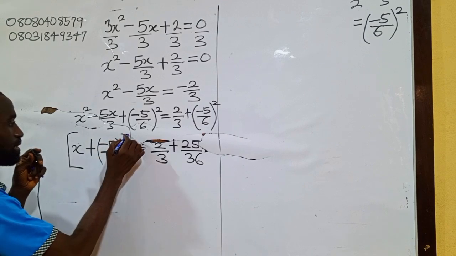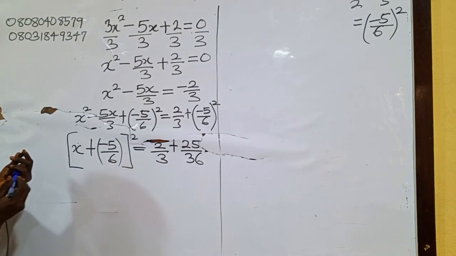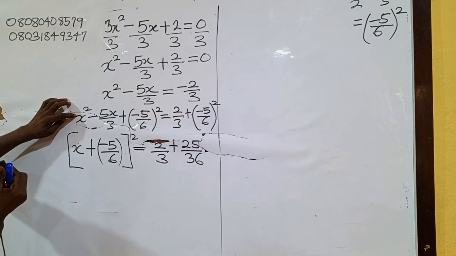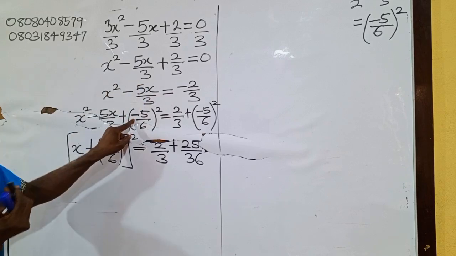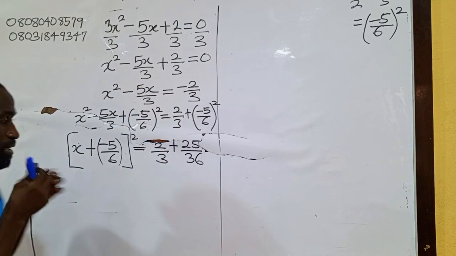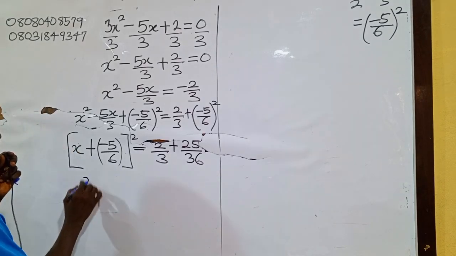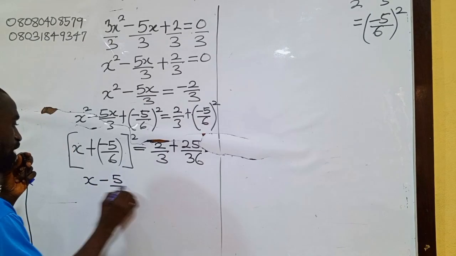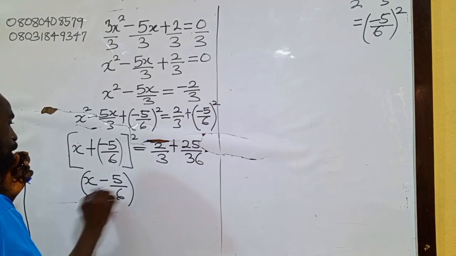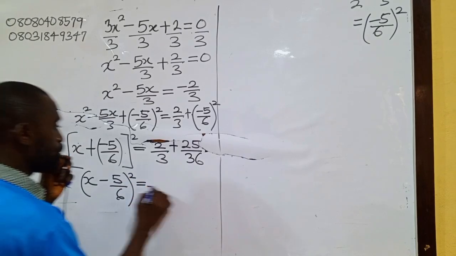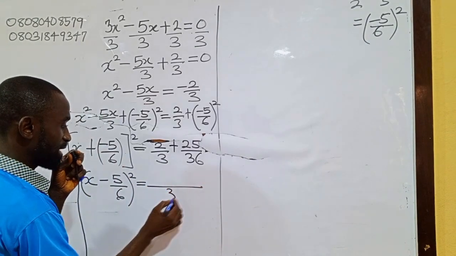So we don't make mistakes. All square. Do this. I'll pick one of these, one of this one here inside this bracket, and add them together. So plus times minus is what now? Is minus. We'll now be having x minus 5/6 all squared is equals to, what's the LCM?